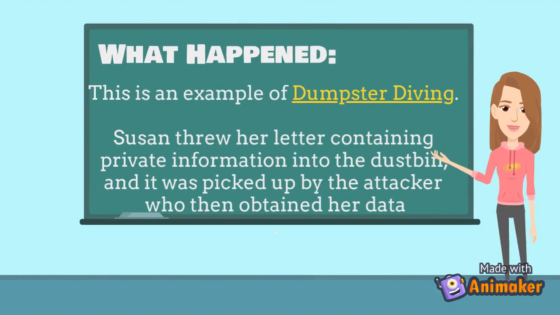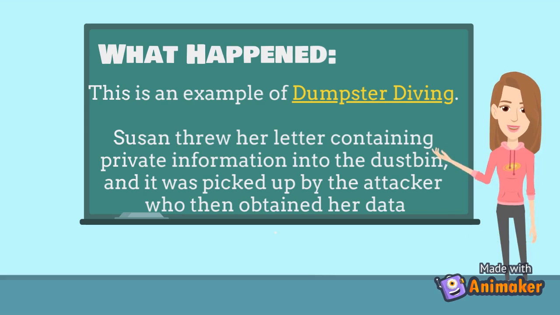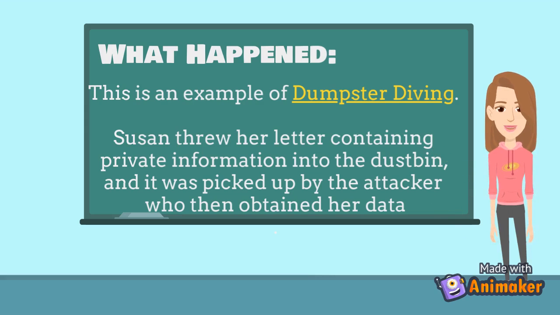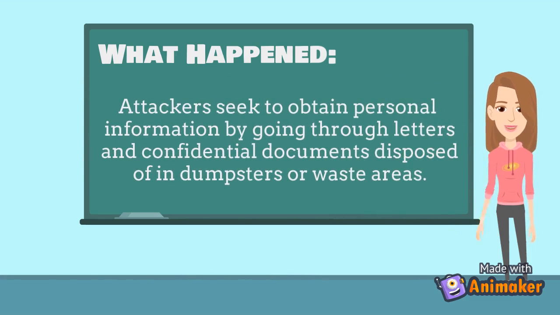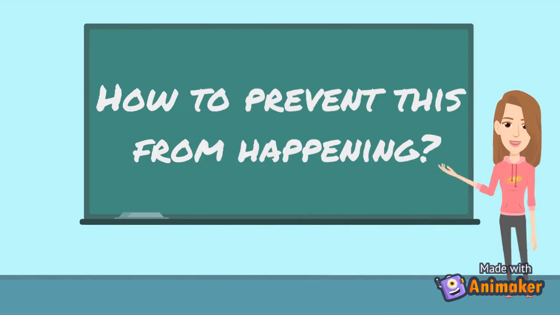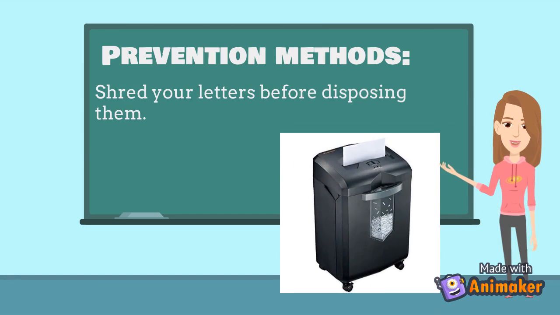This is an example of dumpster diving. Susan threw her letter containing private information into the dustbin, and it was picked up by the attacker, who then obtained her data. Attackers seek to obtain personal information by going through letters and confidential documents disposed of in dumpsters or waste areas. To prevent this from happening, you can shred your letters before disposing them.